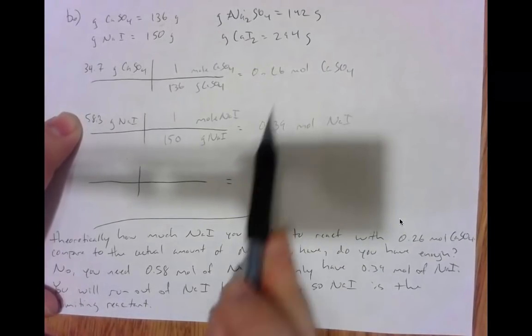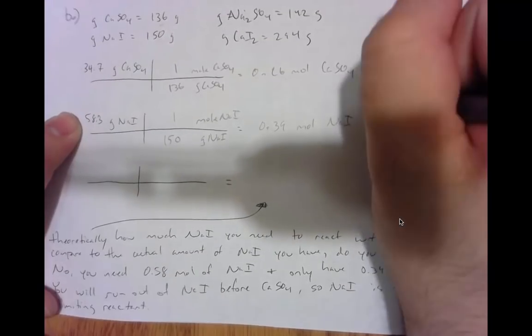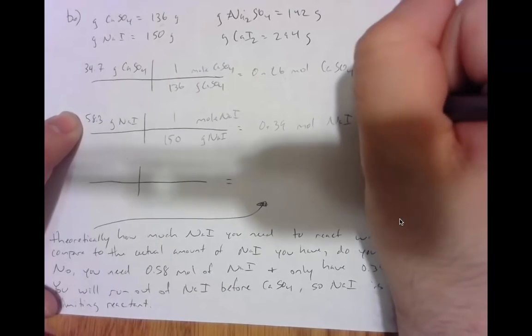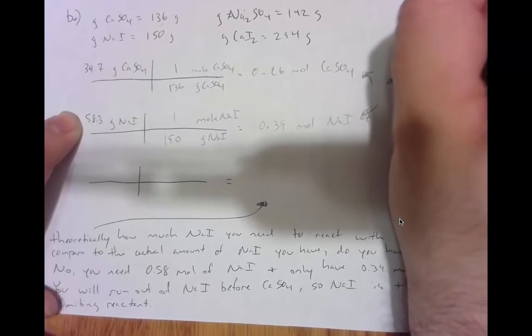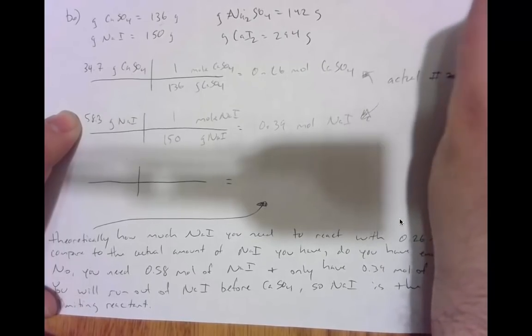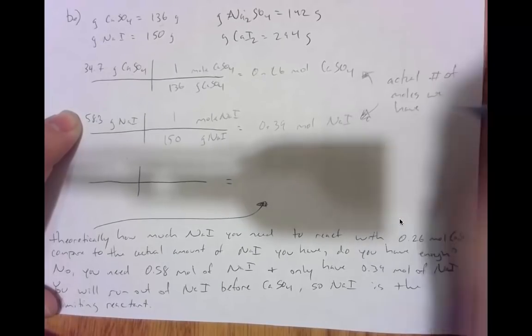So since these numbers of moles were calculated from the amount of grams that we were starting with, these are the actual number of moles that we are working with. So this is the actual number of moles we have.